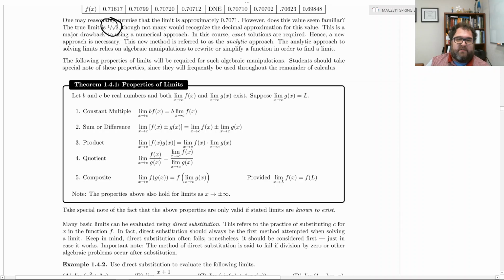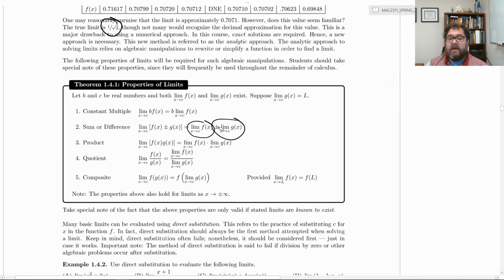Okay, sum or difference. I call it sum difference just for short. Basically it says if you're adding or subtracting two functions, and you want to take the limit of that sum or difference, then you can actually take the limits individually. So instead of taking the limit of a sum or a difference, you can take two individual limits and then add or subtract the results.